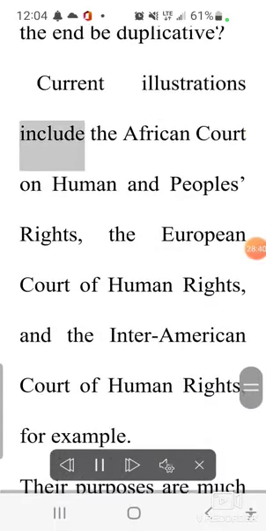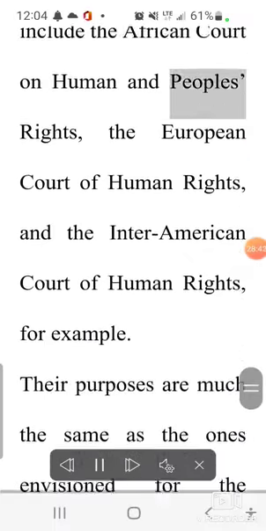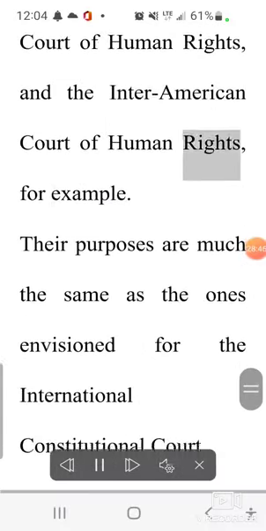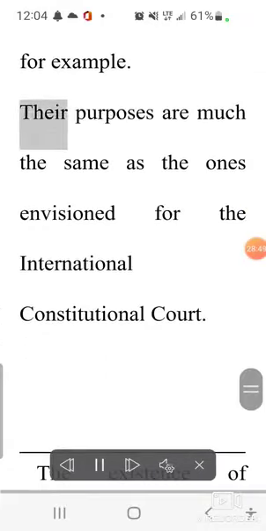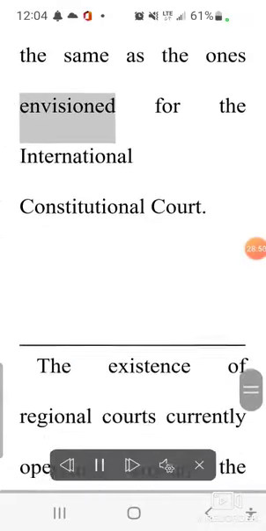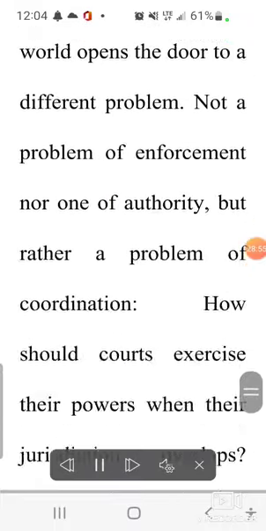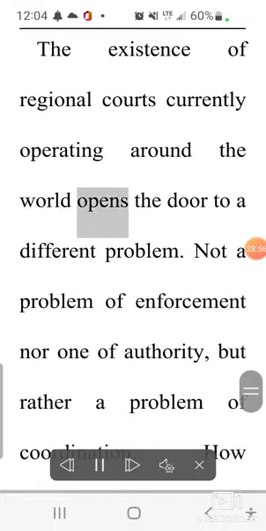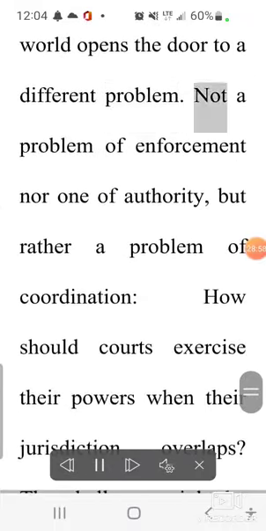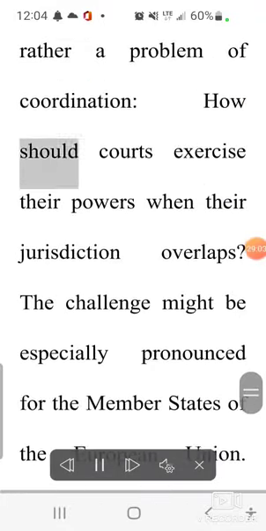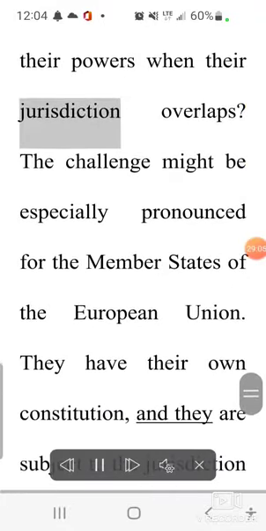Current illustrations include the African Court on Human and People's Rights, the European Court of Human Rights, and the Inter-American Court of Human Rights, for example. Their purposes are much the same as the ones envisioned for the International Constitutional Court. The existence of regional courts currently operating around the world opens the door to a different problem. Not a problem of enforcement nor one of authority, but rather a problem of coordination. How should courts exercise their powers when their jurisdiction overlaps?